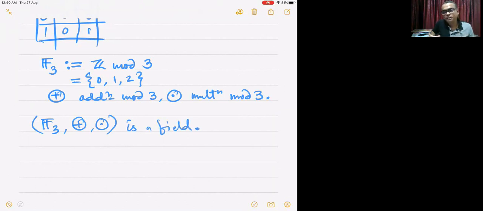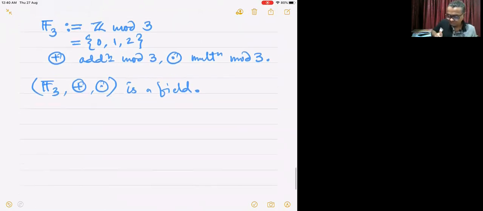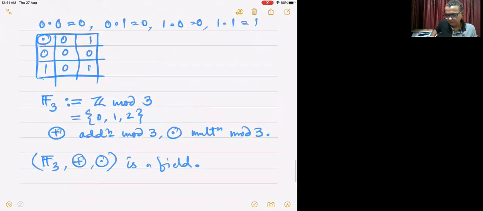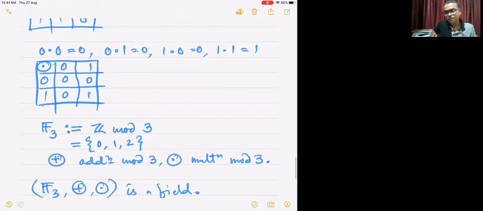These fields are fascinating. They have all sorts of weird properties. Like for example, over this field, this is called the binary field. By the way, F2 is also called a Galois field, named after a great mathematician called Galois. I'll tell you the story of Galois some other time. Very fascinating story.